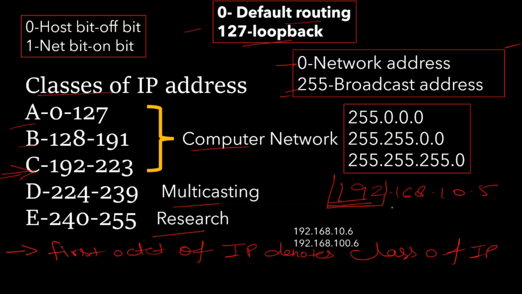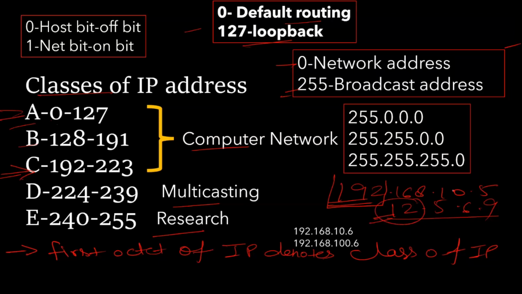And if I write, suppose, 12.5.6.9. So in this case, now can anyone tell me? Class A, because this first octet has 12. 12 means it is available in class A, 0 to 127. Right, so this is how we can identify the class by the first octet.